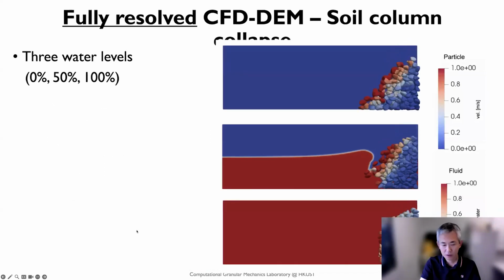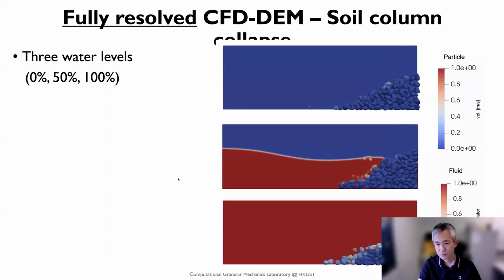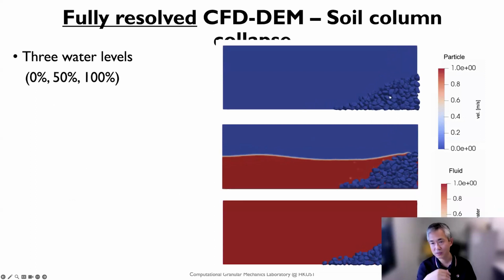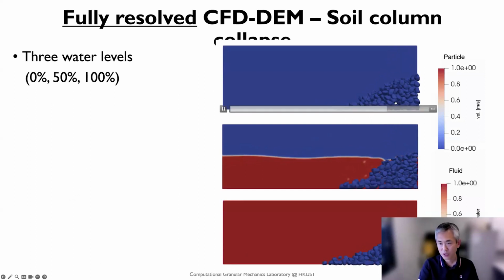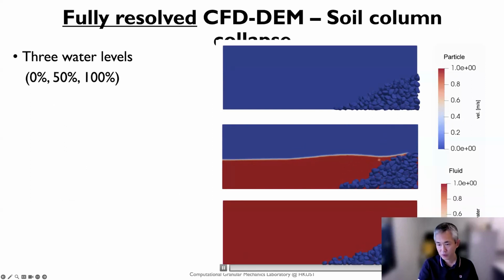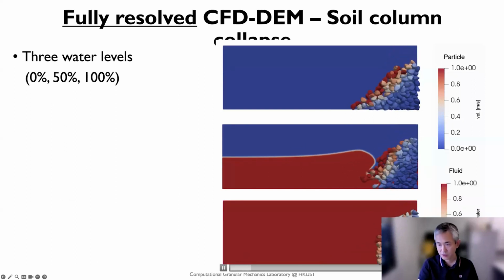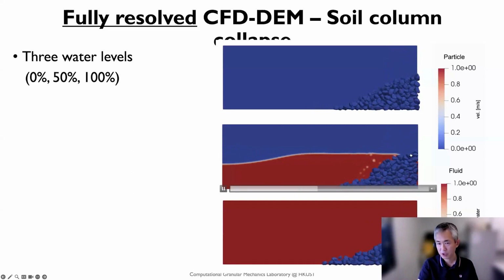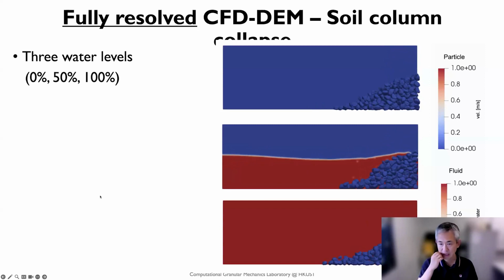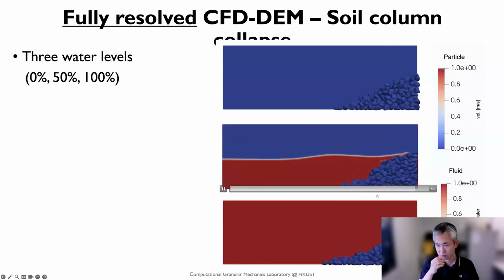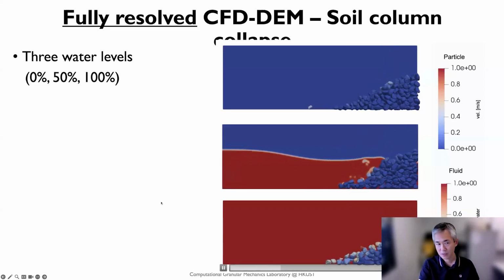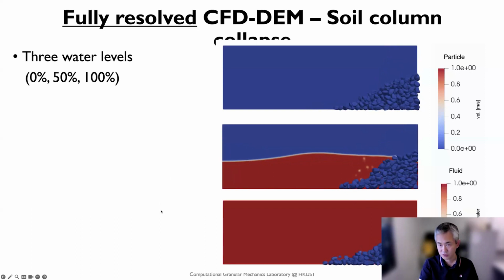Okay, a further example is this kind of solid column collapse here. As a comparison, we have a purely dry case, then we have a fully submerged case where the solid column collapses in water, and we have a half-filled middle case. As you can see, the collapsing distance or runout distance is different in the three cases, and their interaction with the water also exhibits quite different features here.